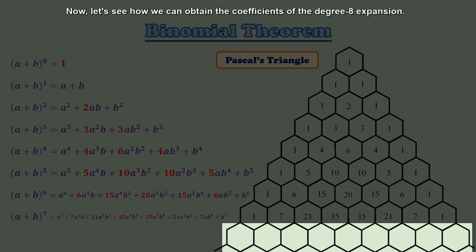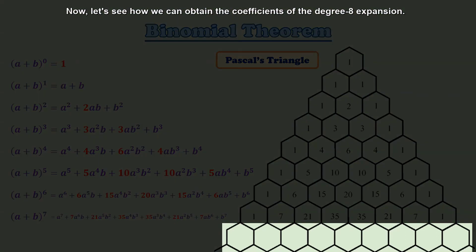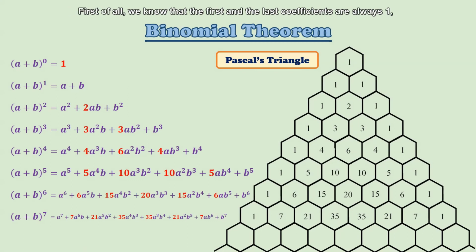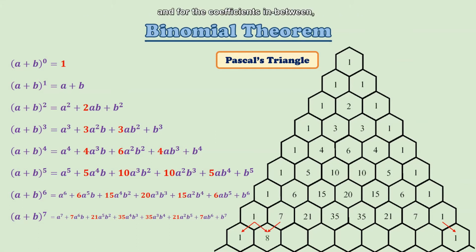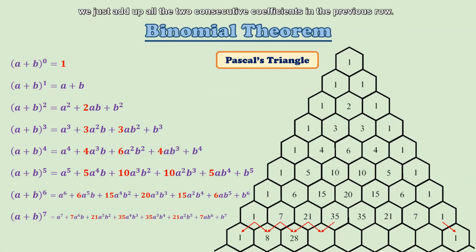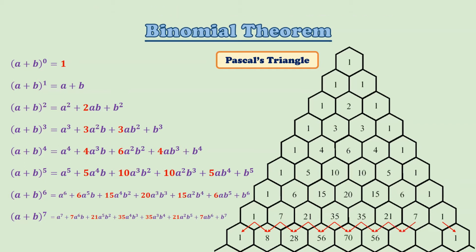Now let's see how we can obtain the coefficients of the degree 8 expansion. First of all, we know that the first and the last coefficients are always 1. And then for the coefficients in between, we just add up all the 2 consecutive coefficients in the previous row.